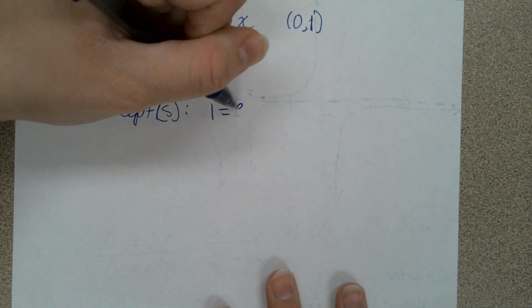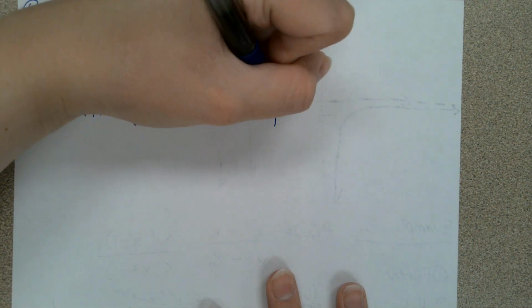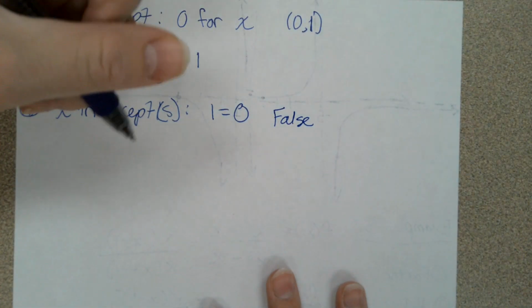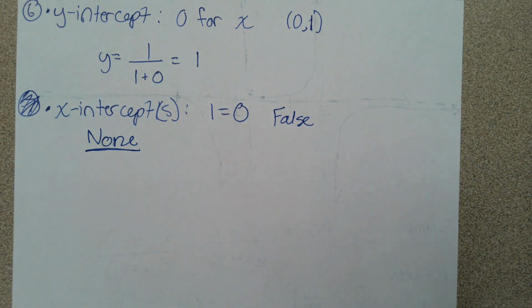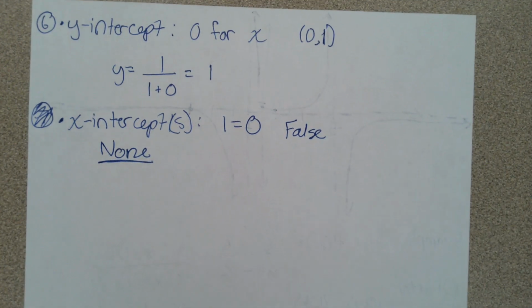So we set 1 equal to 0, and we see that this is a false statement. So this means that there are none, which when you see the graph, this will make a lot more sense. We will not end up with any x-intercepts.